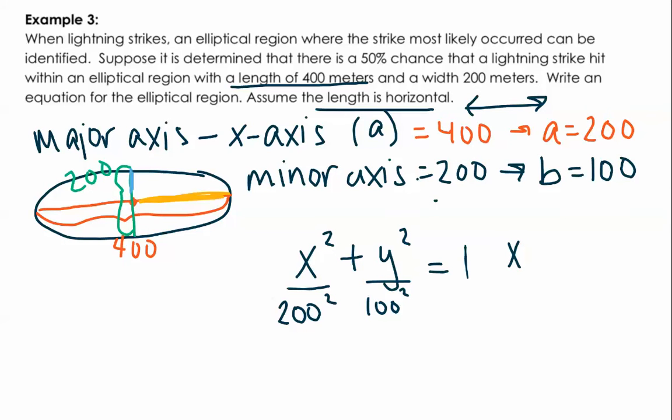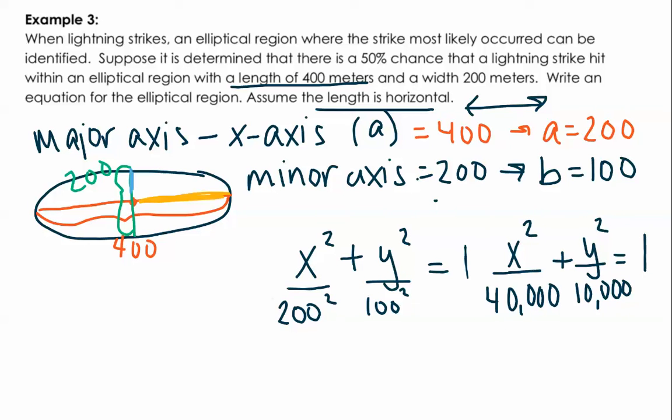X squared over 40,000, and I'm just getting that from typing 200 squared into my calculator, plus y squared over 10,000, again typing 100 squared into my calculator, equals 1. That's it.